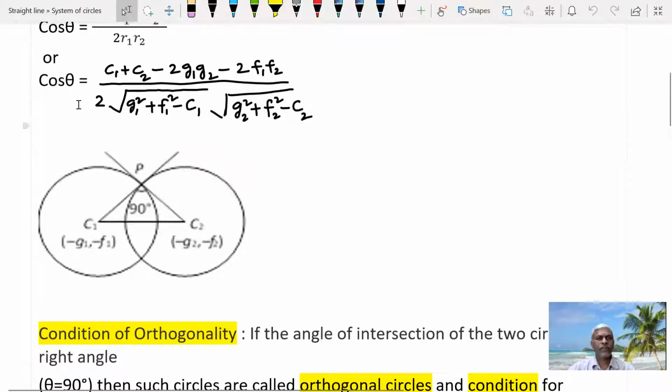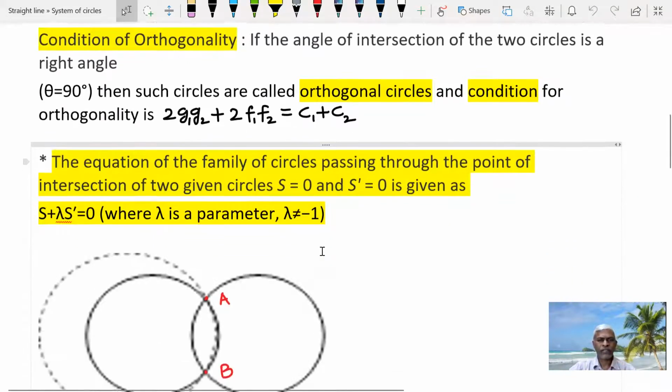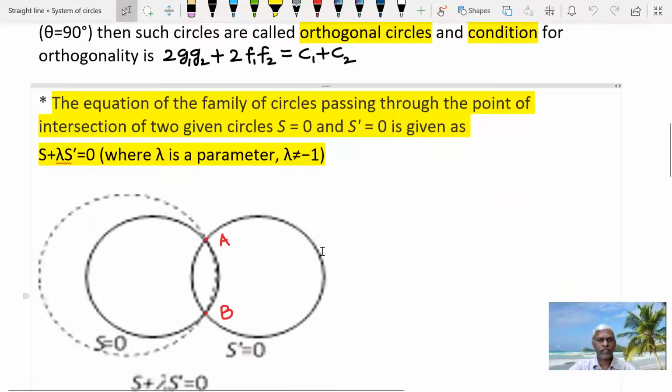So look at this formula. If the angle is 90 degrees, cos 90 is 0. So from this we get this numerator is 0. So from that we get this condition. రెండు వృత్తాలు లంబంగా ఉంటే ఇది నియమం. 2g1 g2 plus 2f1 f2 is equal to c1 plus c2 కావాలి.